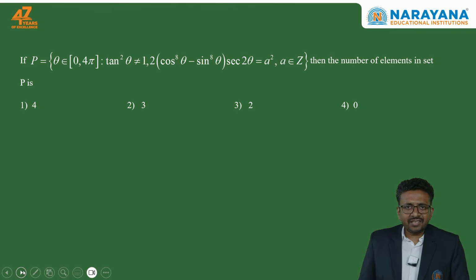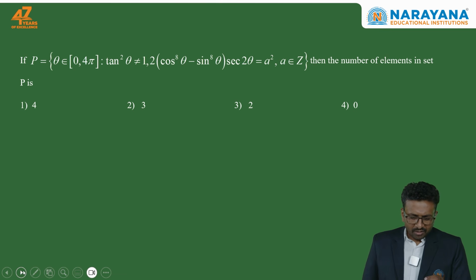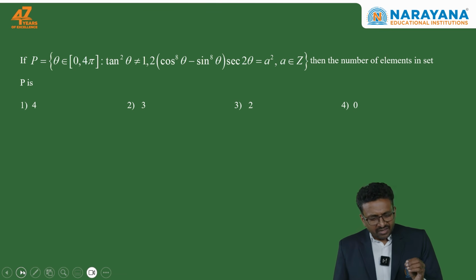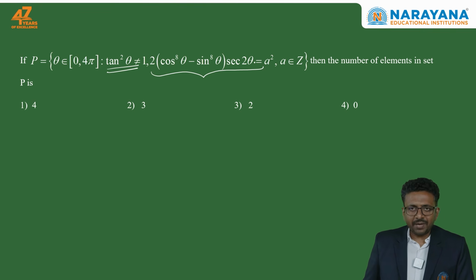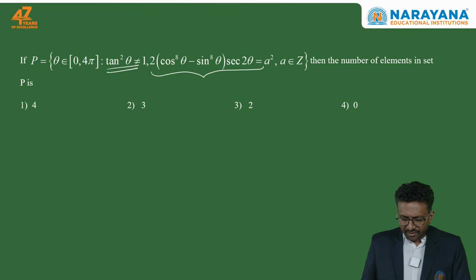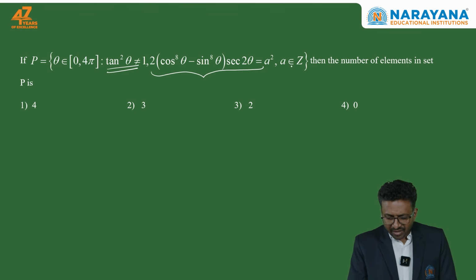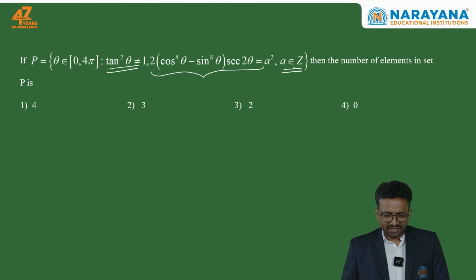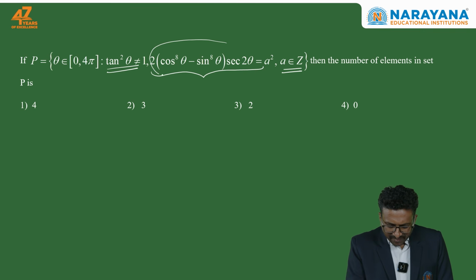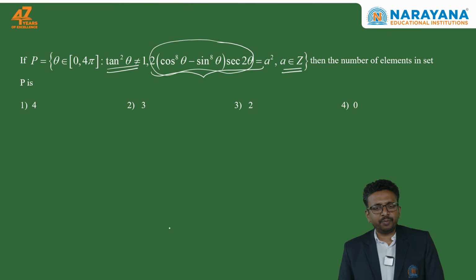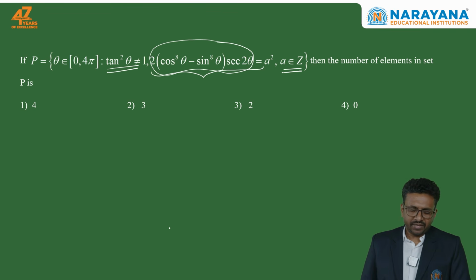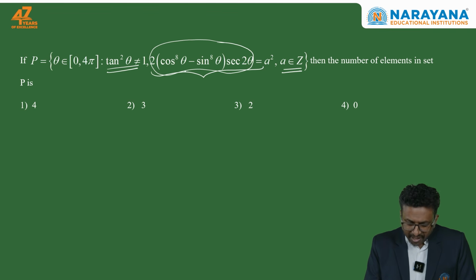The next question is based on trigonometric equations. P is the set of theta from 0 to pi such that tan square theta is not equal to 1. These are the conditions that have to be satisfied: tan square theta not equal to 1, and 2 times (cos power 8 theta minus sin power 8 theta) into secant 2 theta is equal to a square, where a is an integer. That means this LHS has to be a perfect square. So for how many thetas in 0 to 4 pi is the LHS a perfect square? That's the question.